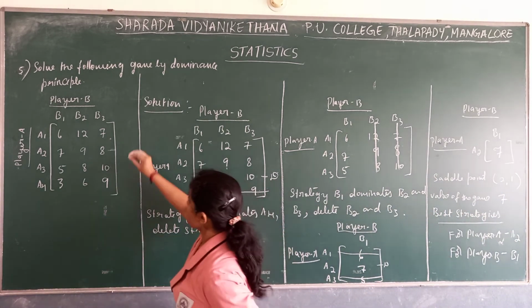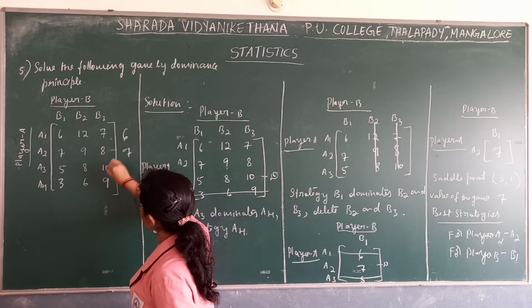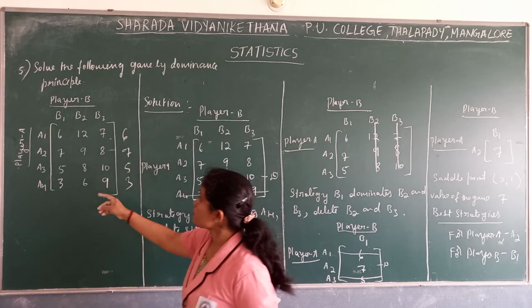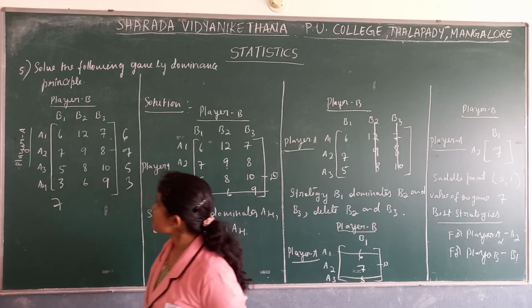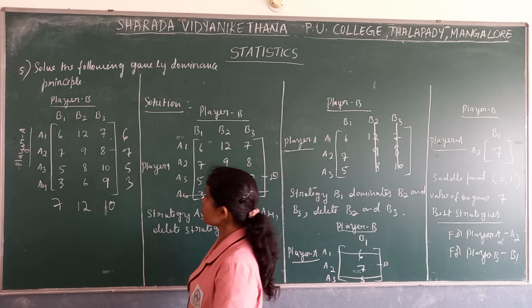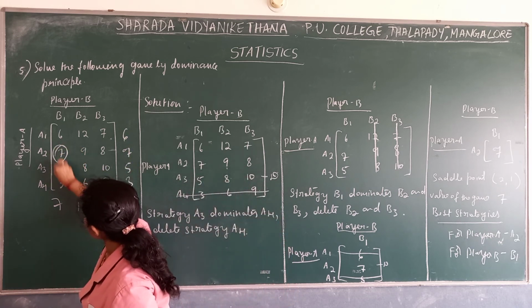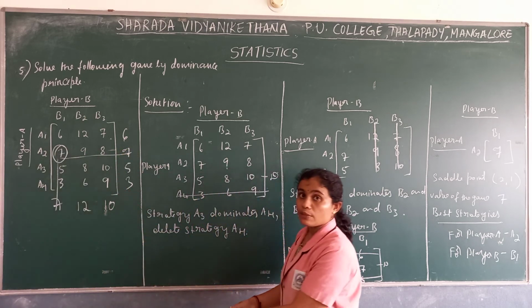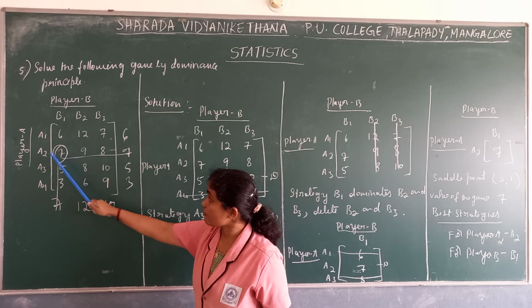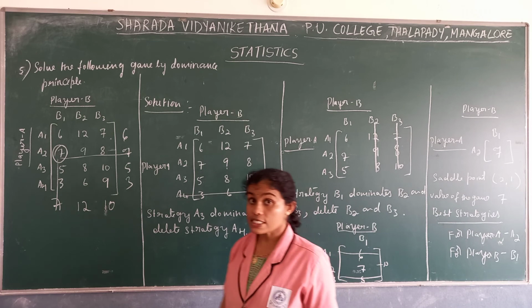Just verify. See, what is the row minimum? Here it is 6, here it is 7, here it is 5, and here the minimum is 3. Column maximum, you see, which is the maximum here? 7. Which is the maximum? 12. Which is the maximum? 10. The equal number is 7. This is the value of the game. The same problem, if you apply maxi min and minimax, the value of the game is 7 and the saddle point is (2, 1).